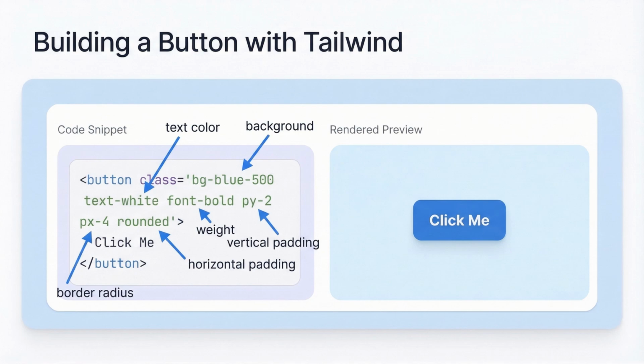py-2 means padding on the y-axis, top and bottom. px-4 means padding on the x-axis, left and right. This is much more precise than writing shorthand CSS padding, and it makes it very easy to adjust individual sides without touching the others. Once you internalize this pattern, building UI components becomes very fast.